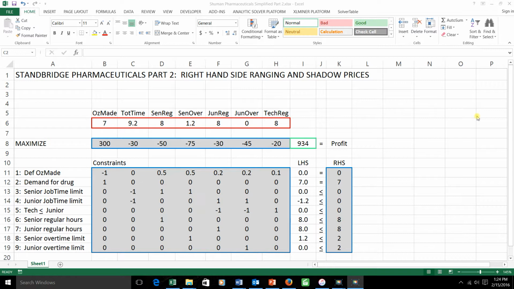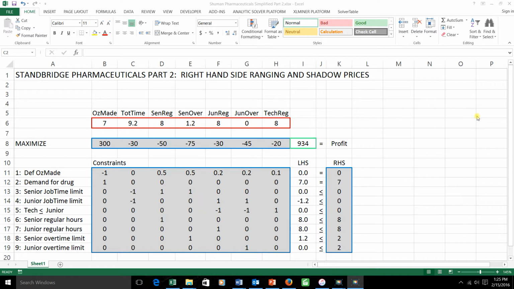Here in part 2, as the title suggests, we're going to be learning about right-hand side ranging and shadow prices, the first part of sensitivity analysis. In part 3 of this series, we'll be looking at OFCR ranging, objective function coefficient ranging, for this same problem. And finally, we'll wrap things up in part 4 by talking about the 100% rule and how we can use it to extend the results that we find in parts 2 and 3.